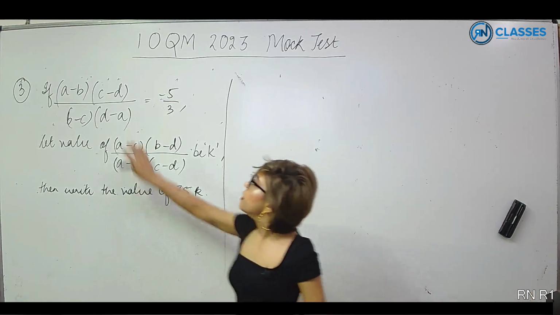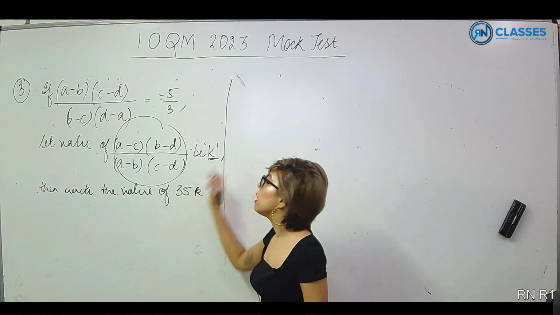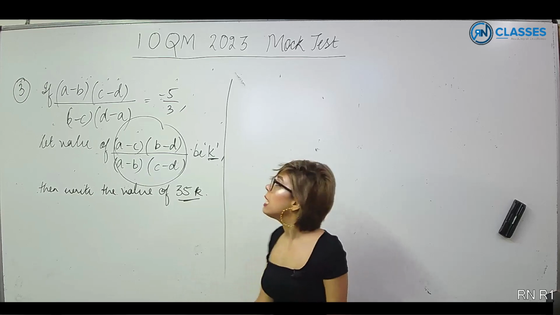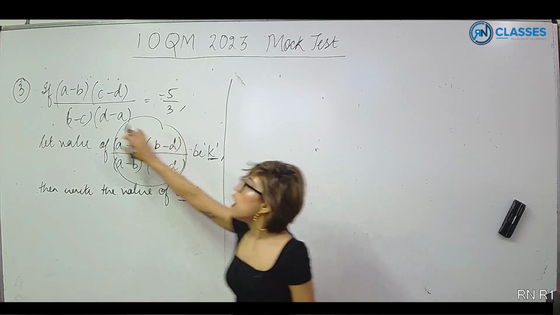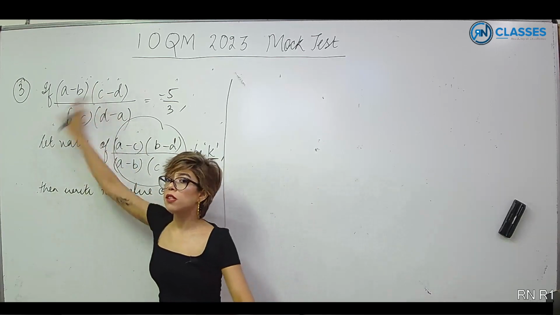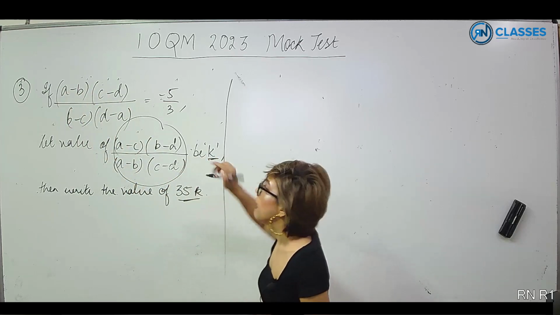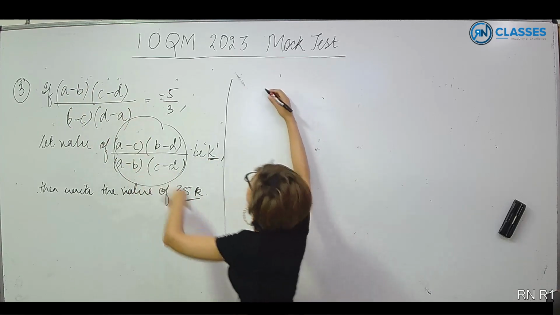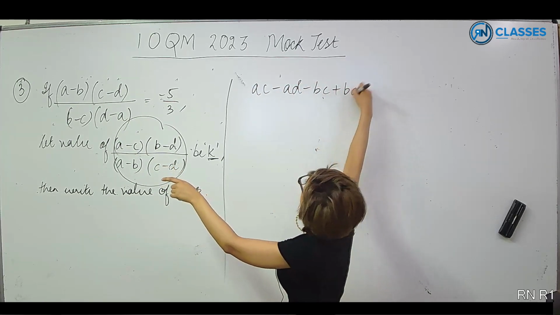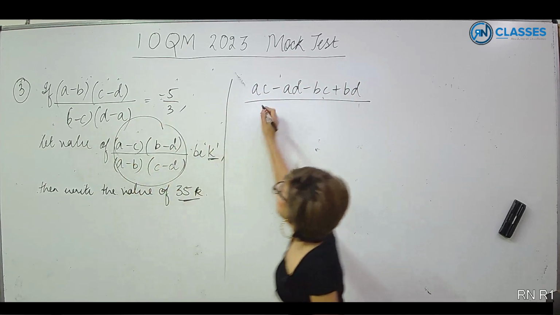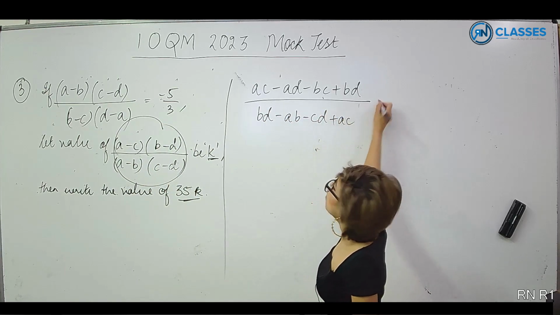Now he says if this ratio is equal to minus 5 by 3, and then this ratio be K, then find the value of K here. So basically, I am interested in the value of this ratio. Now, in order to find this, first of all, I'll obviously try to understand what this is saying. So I have no option. What I do is I just open them up and let's see what happens. Now, if I multiply these two, I will get AC minus AD minus BC plus BD, whole divided by, and then I will get BD minus AB minus CD plus BC equal to minus.